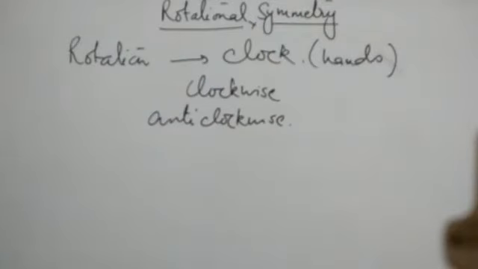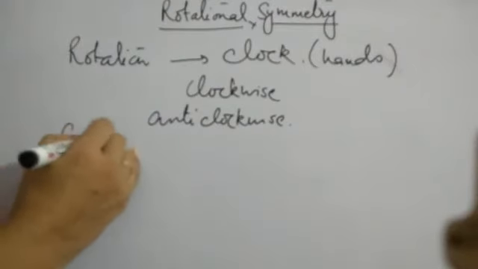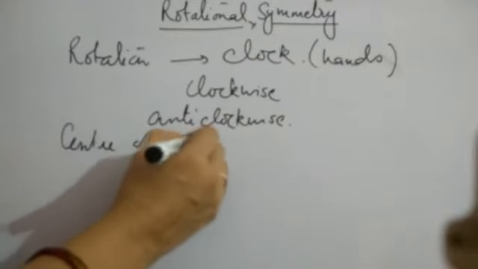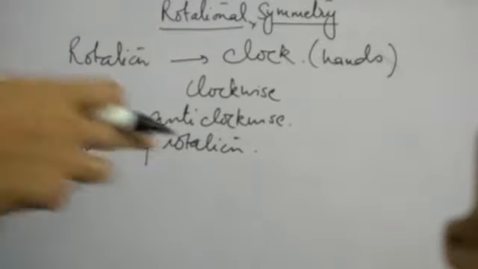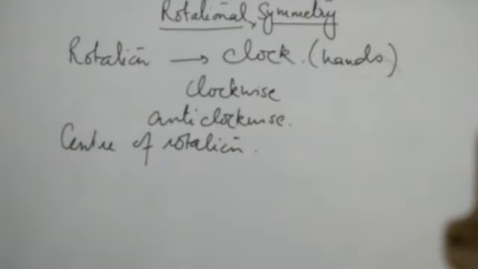Now what do you mean by center of rotation? Center of rotation is the fixed point about which the object rotates. Now what is the center of rotation of the clock? It is the center from where the hands of the clock are fixed. So this is what is known as center of rotation.